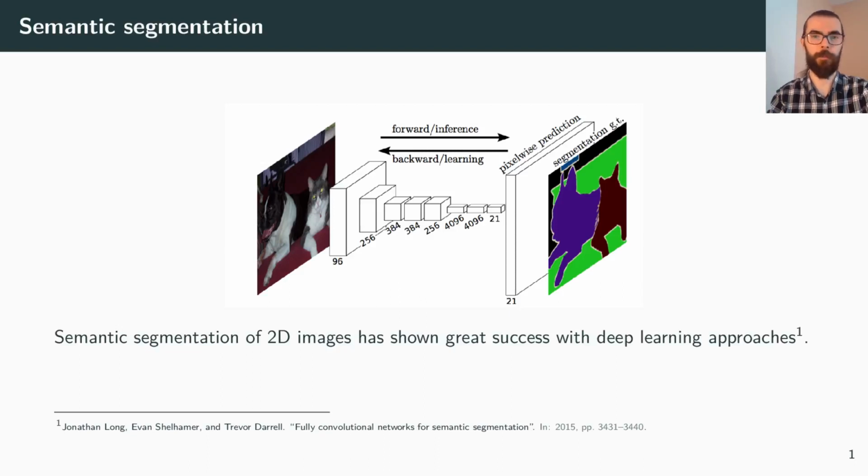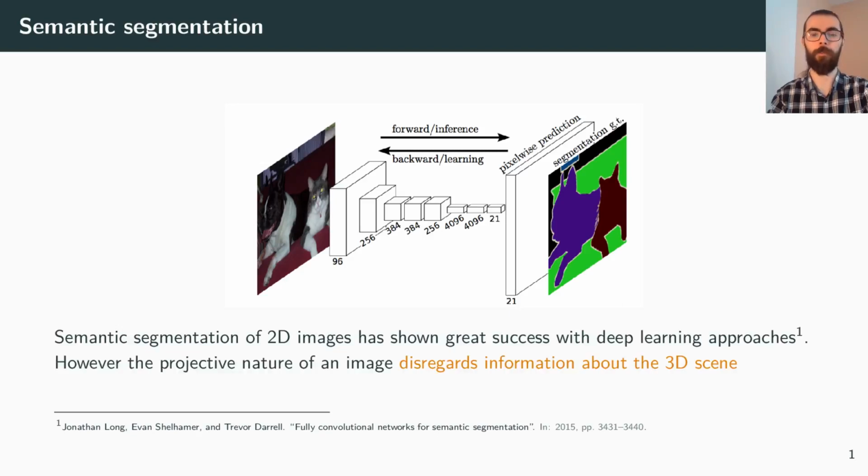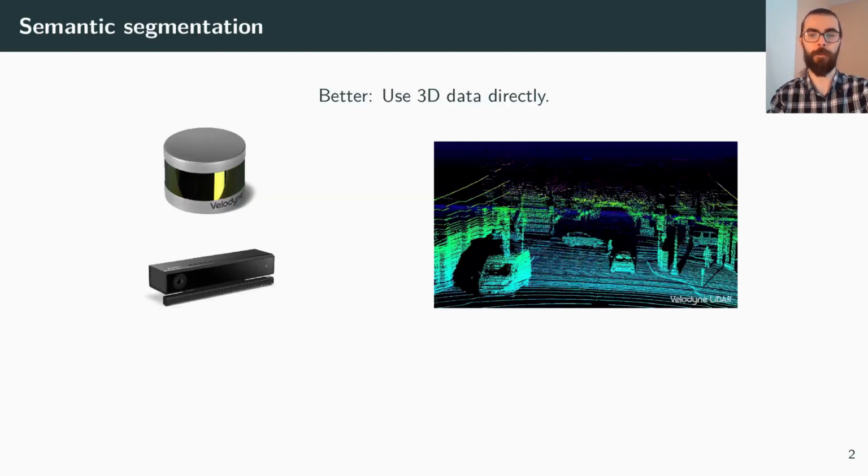Semantic segmentation of 2D images has shown great success with novel deep learning methods. However, the projective nature of an image naturally discards information about the 3D scene, for example depth and proximity between objects. A better idea would be to use the 3D data directly, for example a point cloud recorded by LiDAR or Kinect-like sensors. However, the question arises, how can we efficiently perform semantic segmentation on a point cloud?